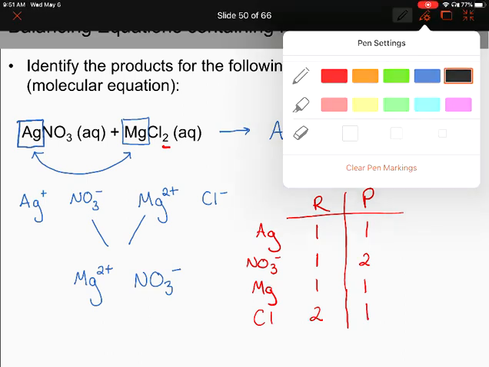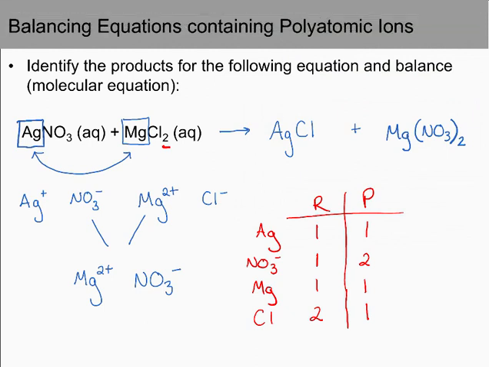Okay, so let's start balancing. Let's start with nitrates. So we need 2 nitrates in the reactants, so I'm going to put a 2 in front of silver nitrate. Now, that also changes the number of silver ions to 2. So now let's go back and balance the silver ions. So if we have 2 silver ions in the reactants, we also need 2 in the products. So let's put a 2 in front of AgCl. All right, so now we have 2 silver ions, but that also changes the number of chloride ions.